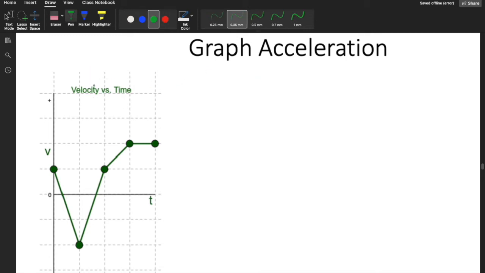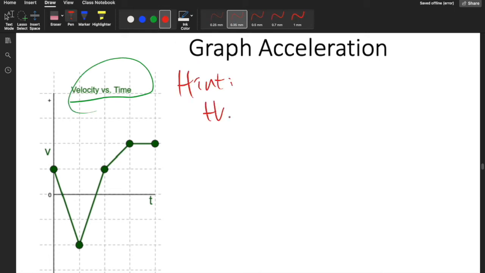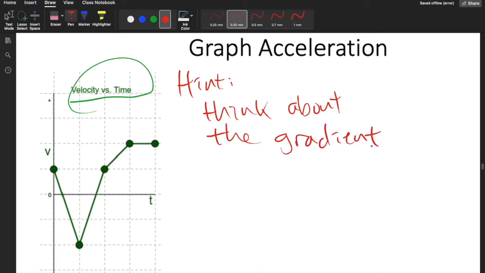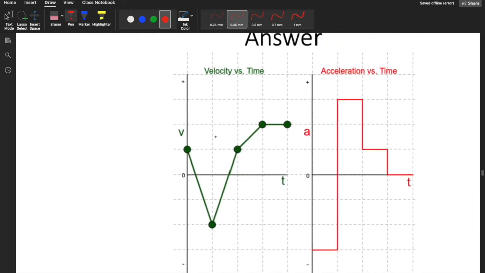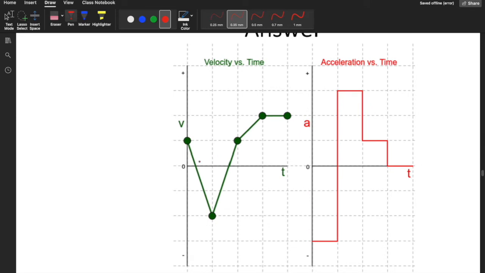So a hint will be think about the gradient, right? Think about the gradient. So pause the video and do this problem by yourself. Alright, so now I'm going to show you the answer. So this is the answer, right? So how do we do it?